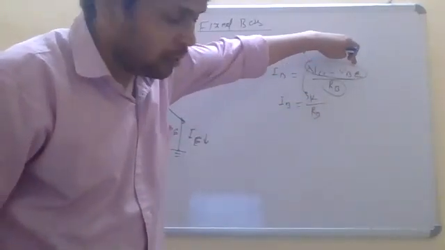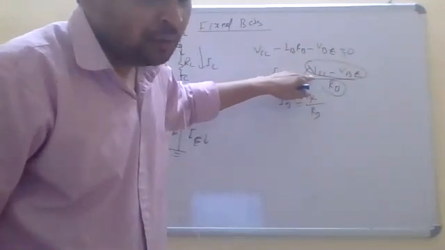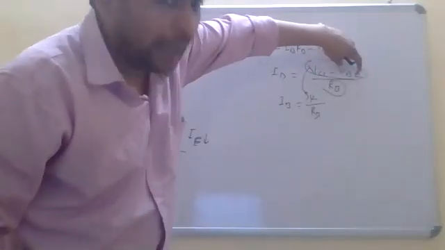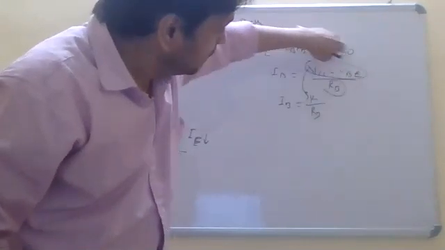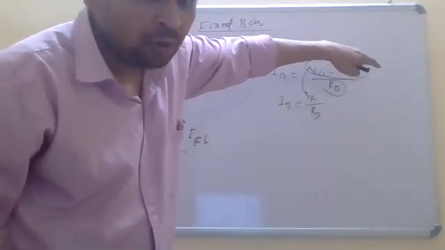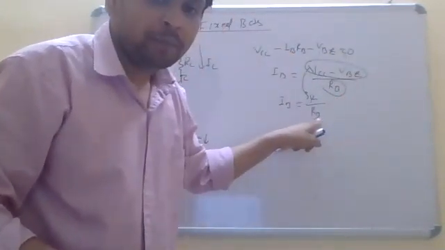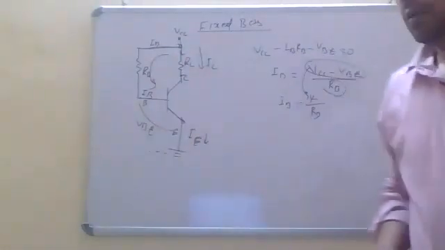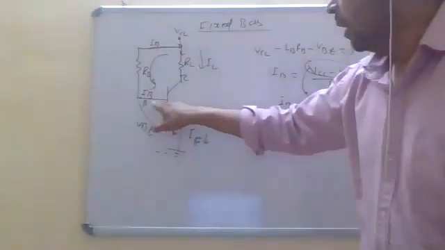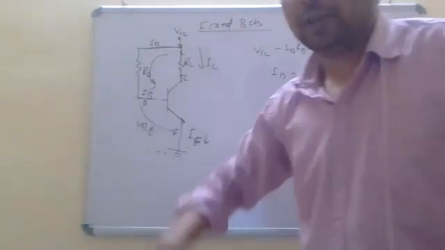Where you fix this value, it should not be greater than VCC. You know that very well. So when this is fixed, the whole thing is fixed. It's a constant value, so the whole thing is constant, and IB will be fixed based on the RB. That's why we say fixed bias. So what are we fixing? This base value we are fixing here.